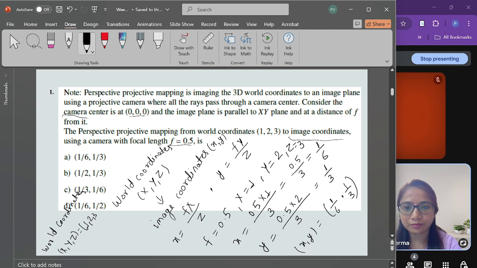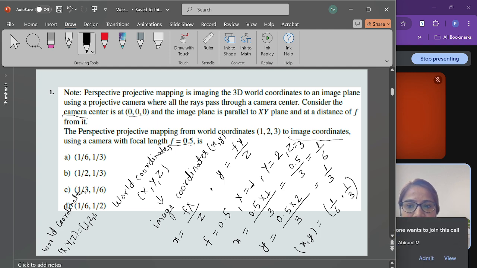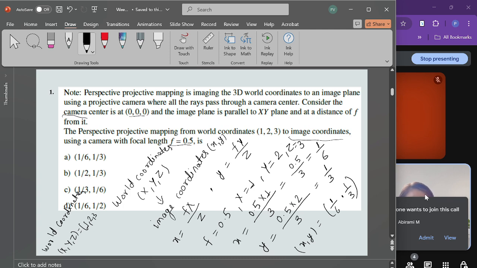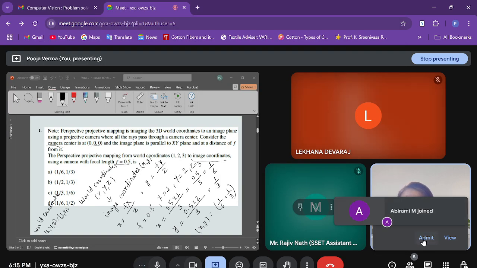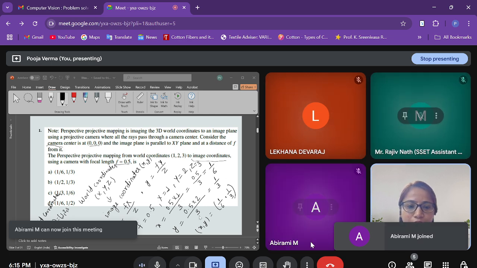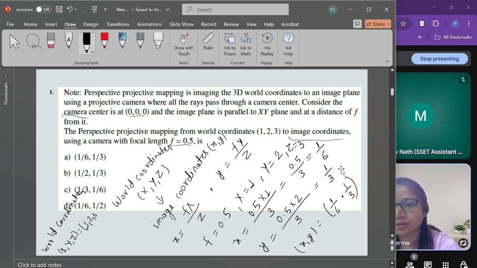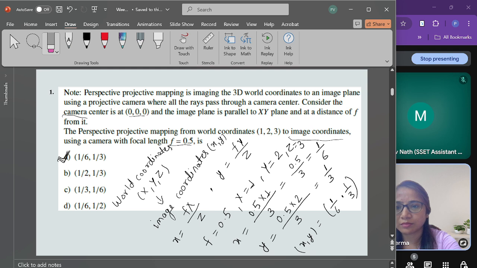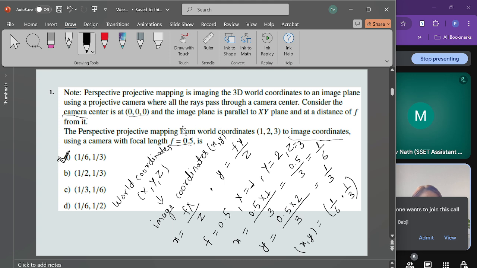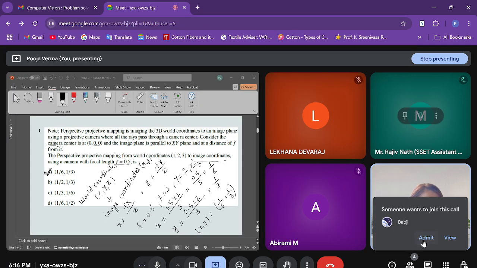Right? So which answer is the correct one? Option A is matching with this question. So option A is the correct answer for this question. I will just remove it from here so that you can see all the options. Okay, so I hope you have understood this question.